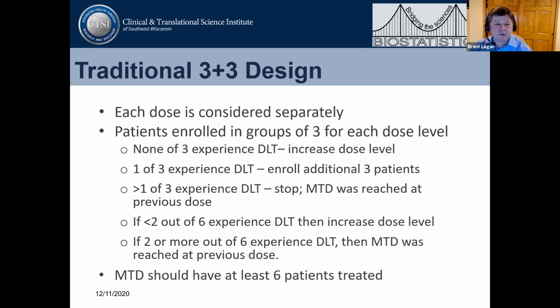So if you hit that 1 out of 3 for the first 3 patients at a dose level, and you enroll an additional 3 patients, then you look at how many out of 6 experience a dose-limiting toxicity to decide whether to increase the dose level again or to identify the MTD at the prior dose. If less than 2 out of the 6 experience a toxicity, then you go up. Otherwise, if 2 or more experience a dose-limiting toxicity, then you identify the prior dose as the MTD. Typically, you want the MTD to have at least 6 patients treated.